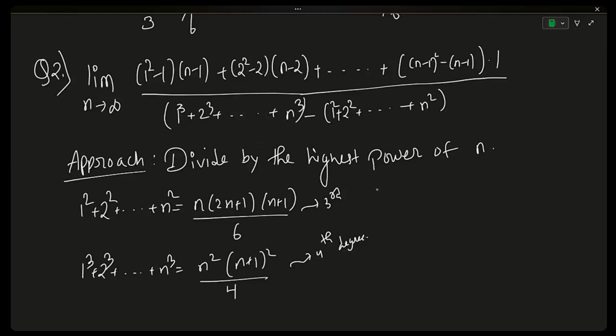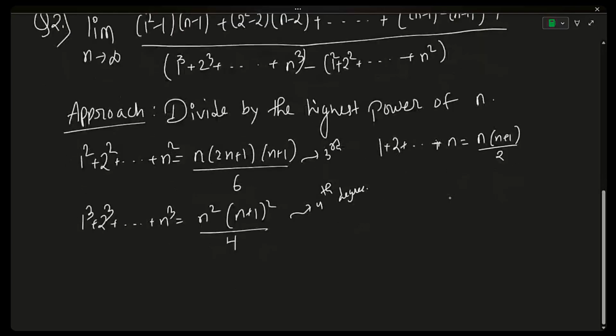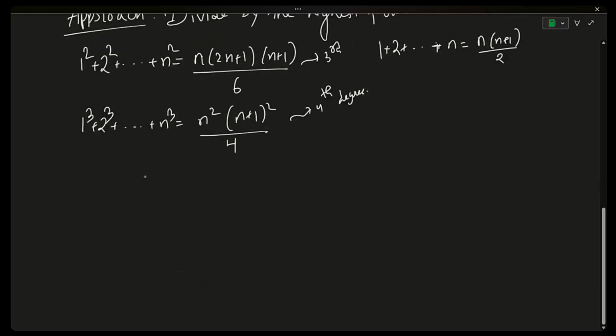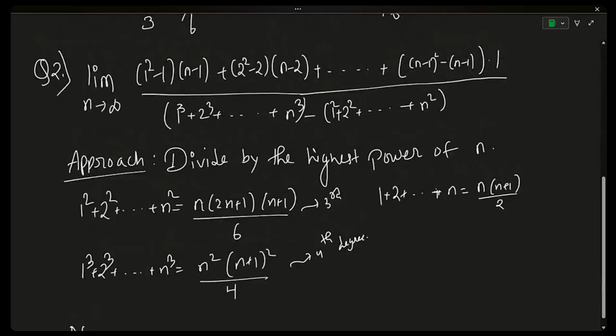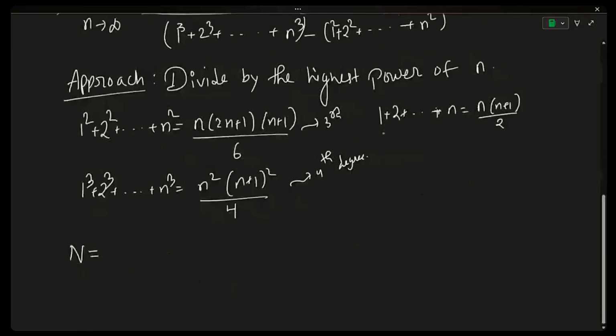Right. And if I just talk about 1 plus 2 plus all the way up to n, this is just a 2nd degree. It's a quadratic term, right? It's n into n plus 1 by 2. To find out what degree it is, you just simply need to see how many n's are getting multiplied here. That much is enough to understand. So in this problem, if I rather write it like this, this limit. So first let me write down the numerator, which is n. So n is this, right? 1 square minus 1 into n minus 1, 2 square minus 2 into n minus 2 and stuff like that, and then like n minus 1 whole square minus n minus 1.